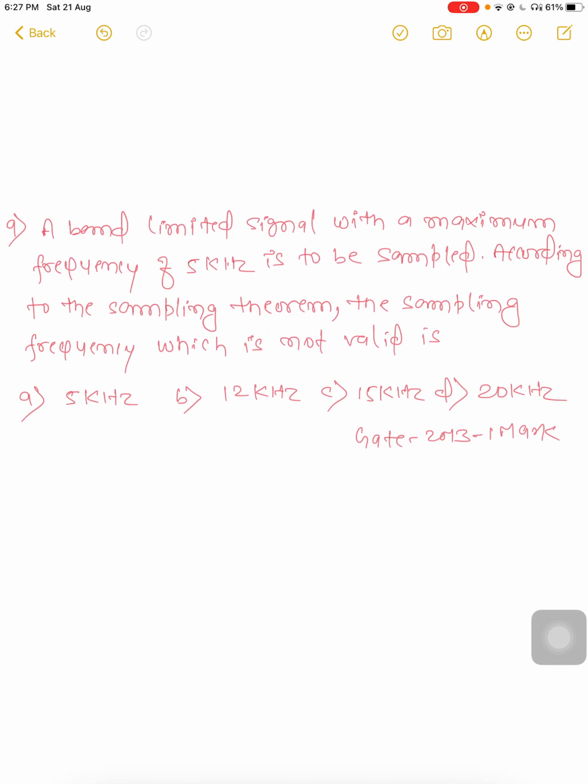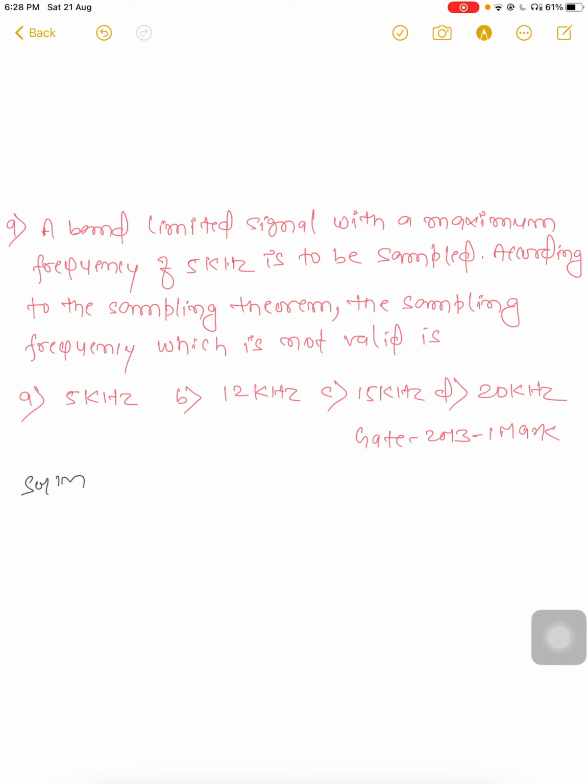Now coming to the next question. Question number 9. A band limited signal with a maximum frequency of 5 kHz is to be sampled according to the sampling theorem. Which sample frequency is not valid?